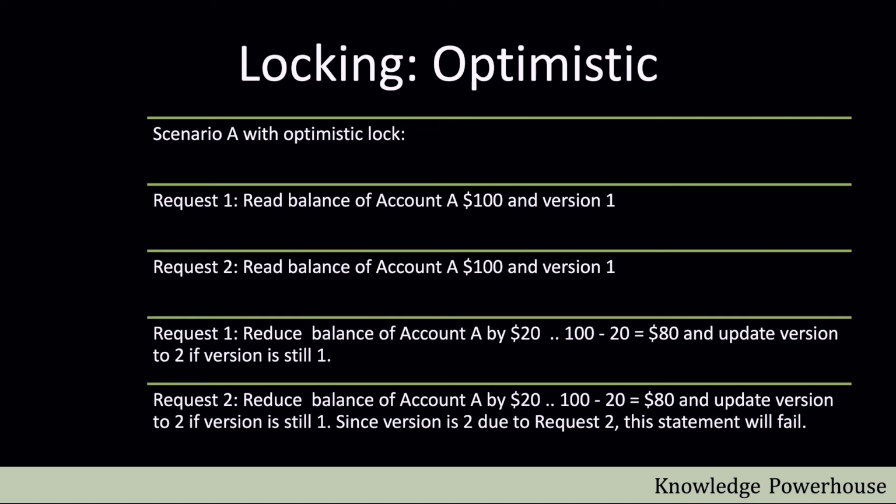But now the version is not 1, it has become 2 because the previous request had updated it. So this statement will fail. There is no need to check the balance. Only if we see that the version that we read is not there, it means somebody has updated the record. So we have to fail the request and redo it. This looks like an overkill at times, but in reality, when we have hundreds of threads trying to update, this is a very good option, much more performant.